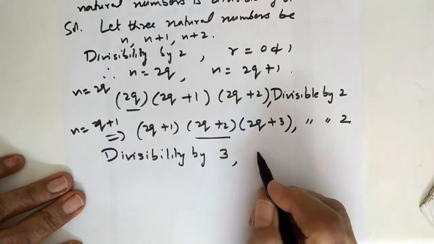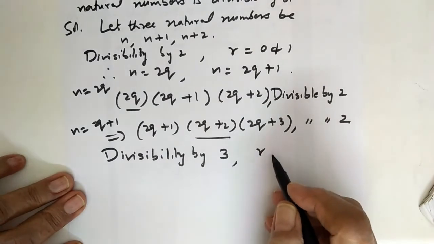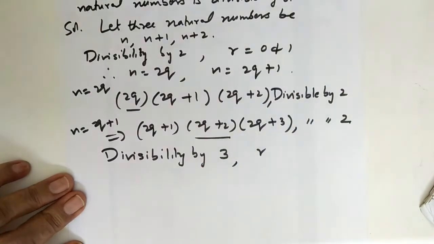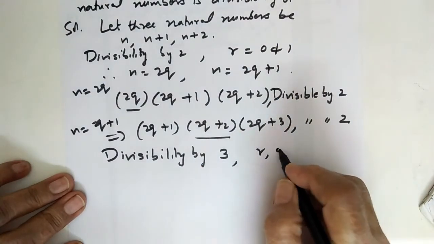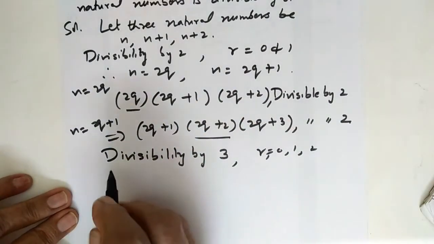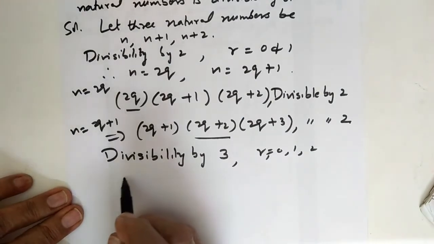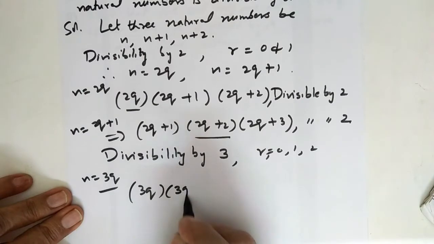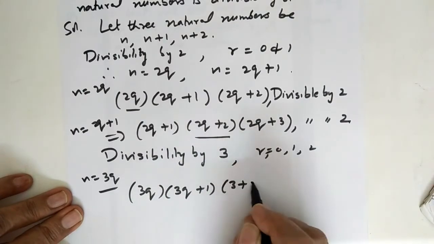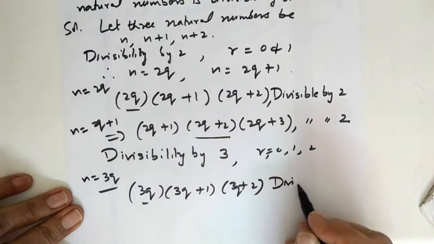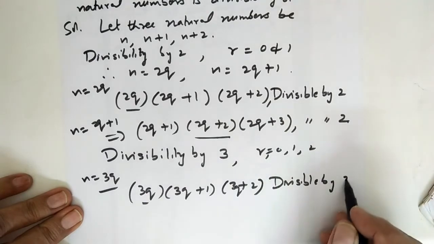Three possible values of r are 0, 1 and 2. So n is equal to 3q, or 3q plus 1, or 3q plus 2. When n is equal to 3q, it is divisible by 3. ये इधर 3q है, divisible by 3.